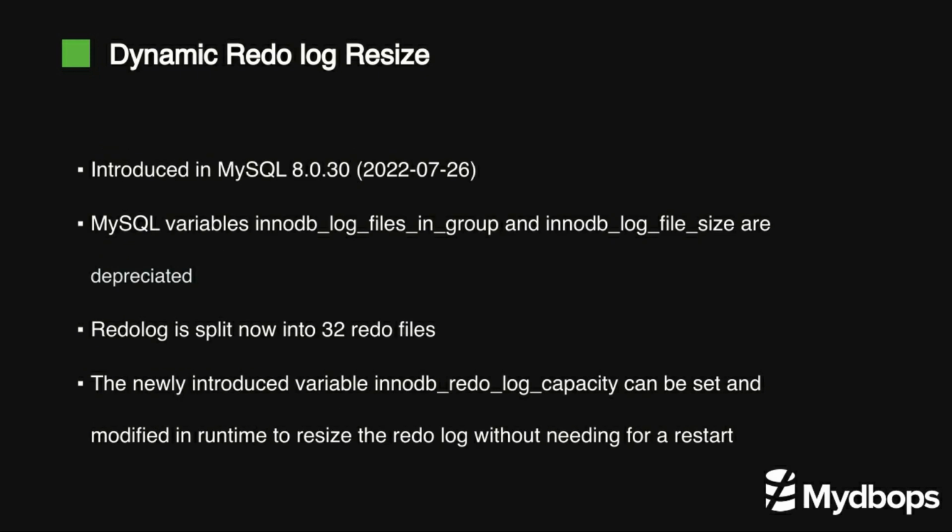And next comes the dynamic redo log sizing. Introduced in 8.0.30, the previous variables that were used to maintain the InnoDB log files, like innodb_log_files_in_group and innodb_log_file_size, are now deprecated, and will be removed in a future release. Now the two redo logs, ib_logfile0 and ib_logfile1, are split into 32 redo log files. A single variable has been introduced, which divides the overall size of the redo log into 32 individual files. This release also allows the redo log file capacity to be adjusted in real time without needing a restart of the MySQL service.